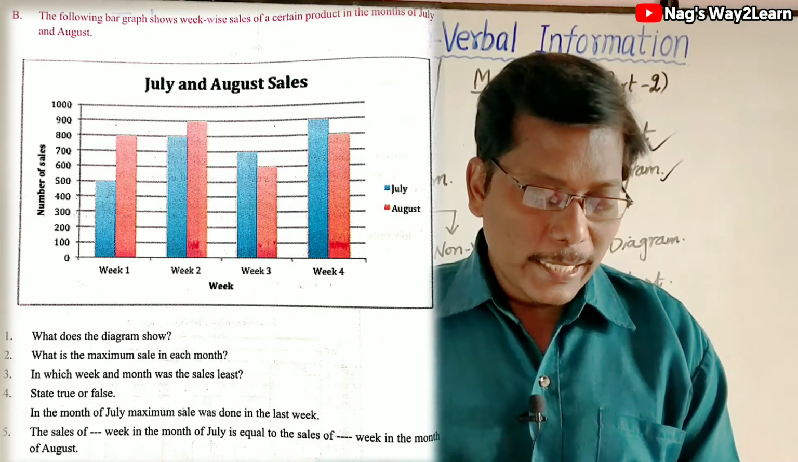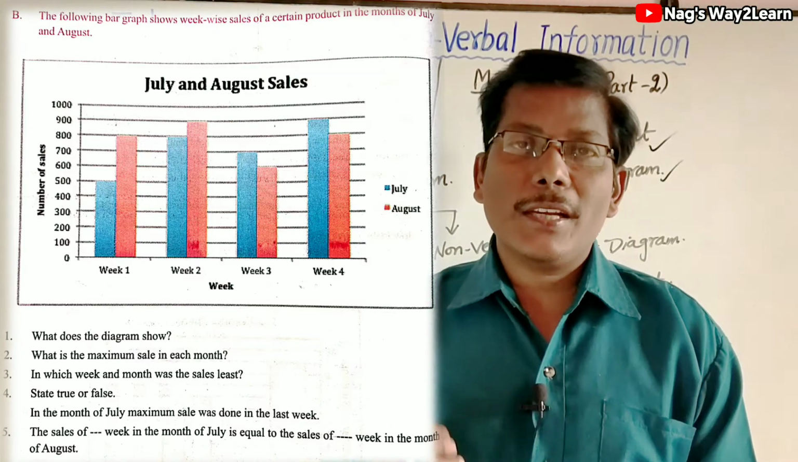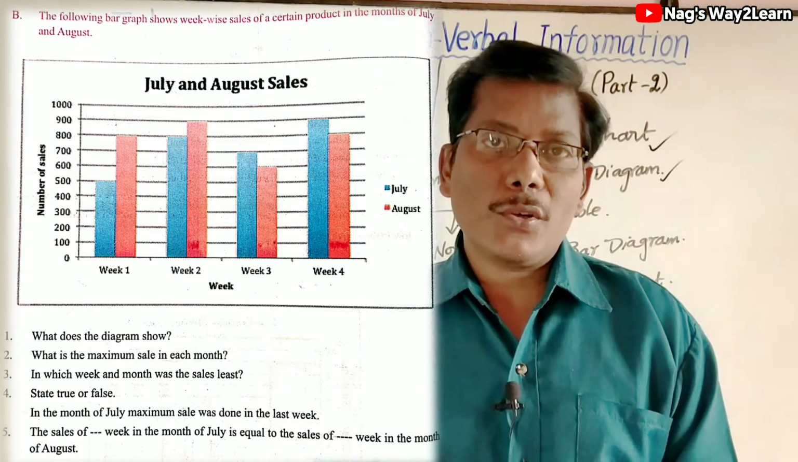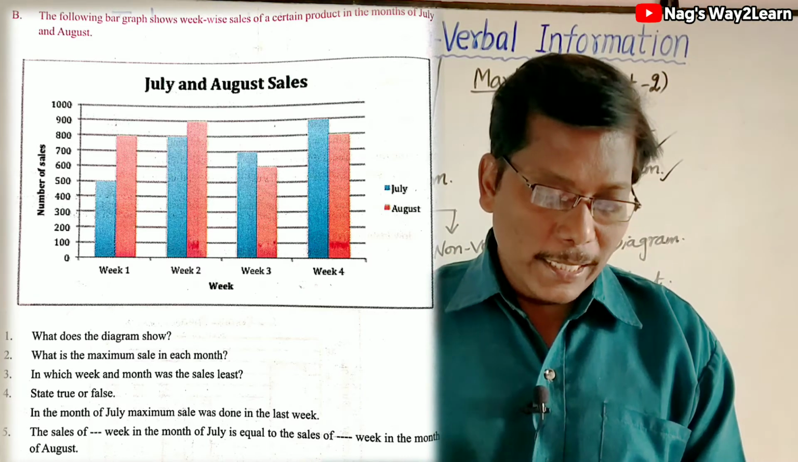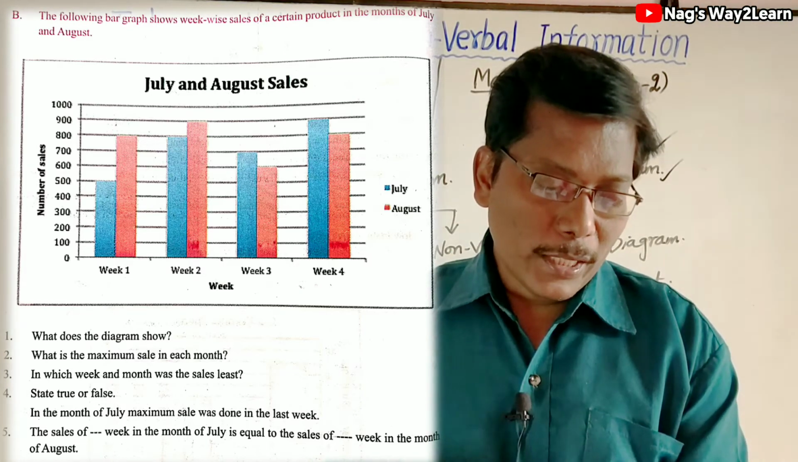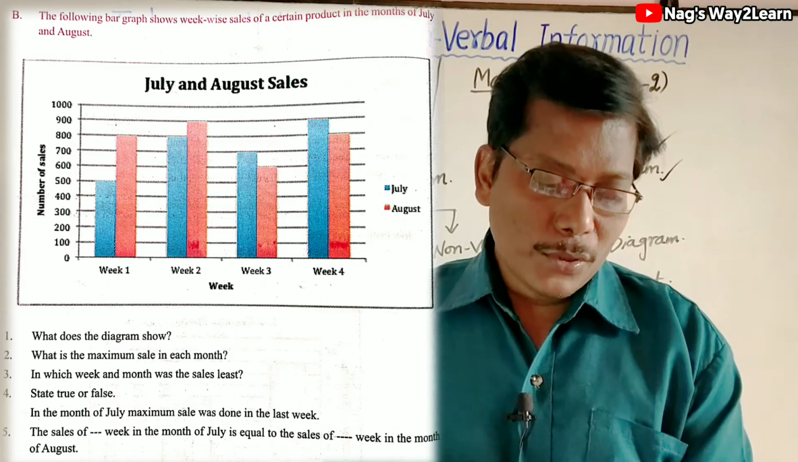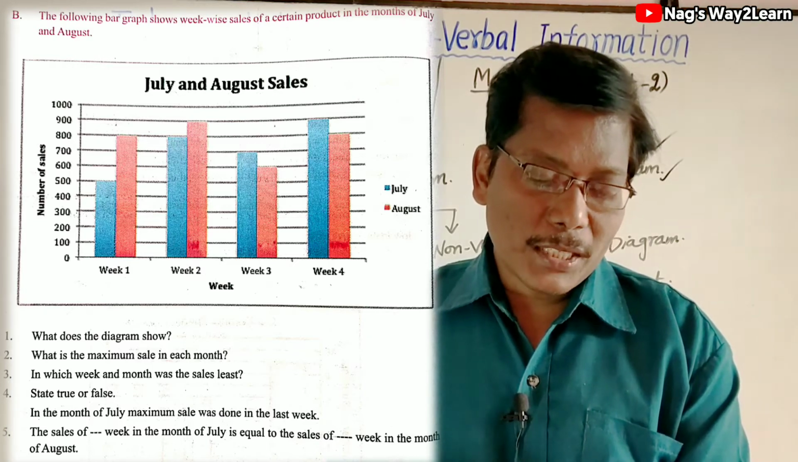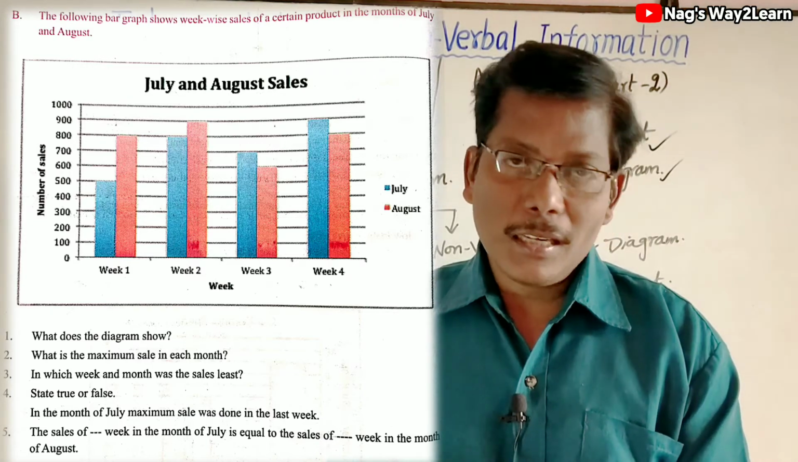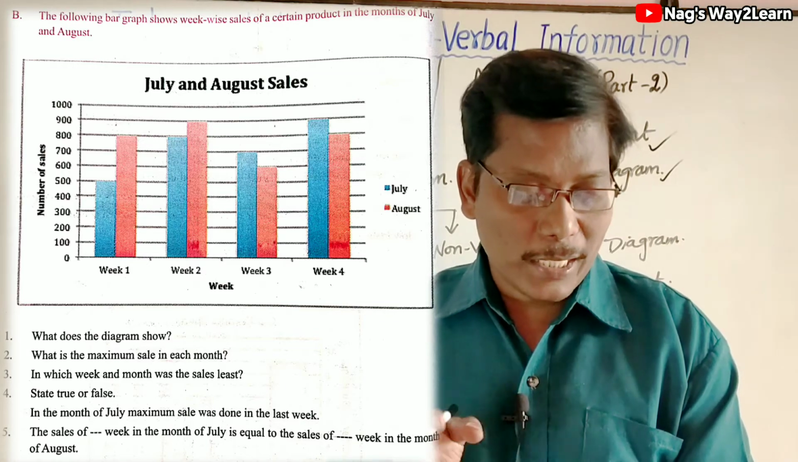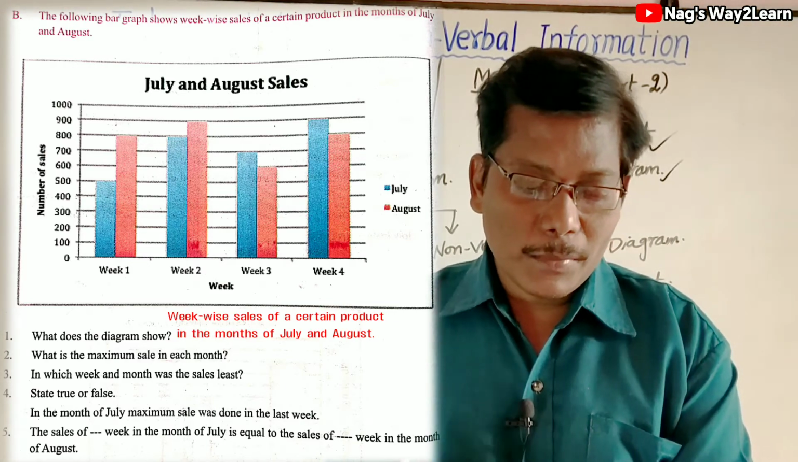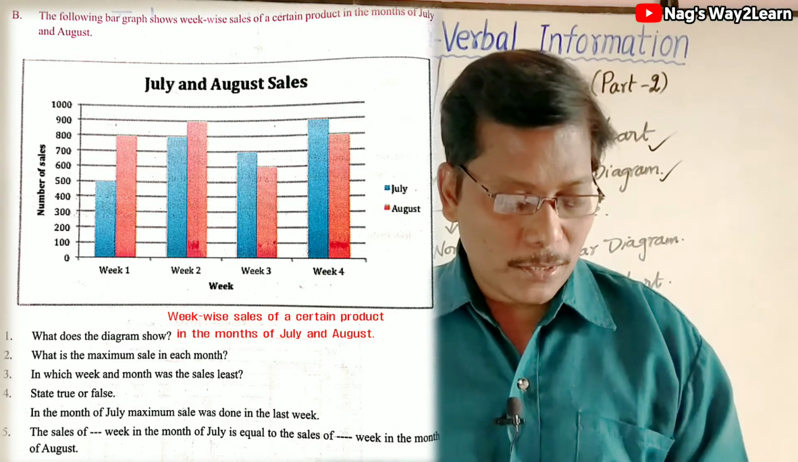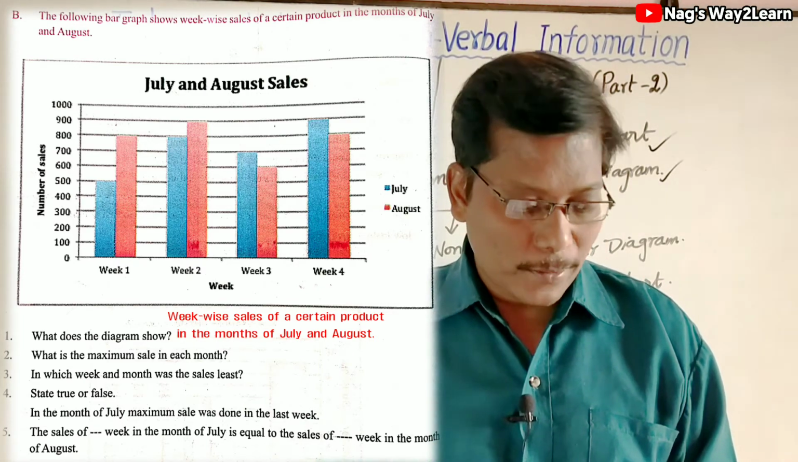So what does the diagram show? Generally you can find the answer for the first question in the heading or in the question itself. In the question you can see the graph shows week-wise sales of a certain product in the months of July and August. So you can write week-wise sales of a certain product in the months of July and August. That is the answer for the first question.